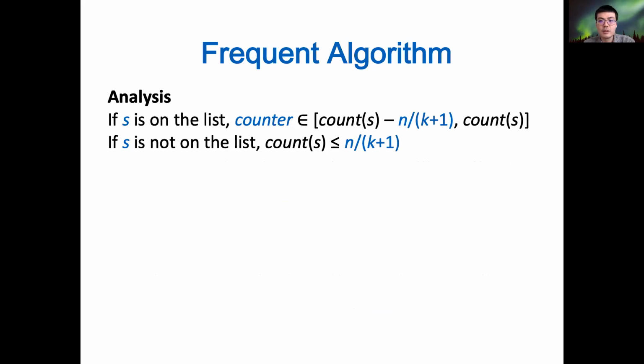There's a question: is K always a predefined value? Yes, K is a budget. K is a budget of the memory size that you can afford to use.